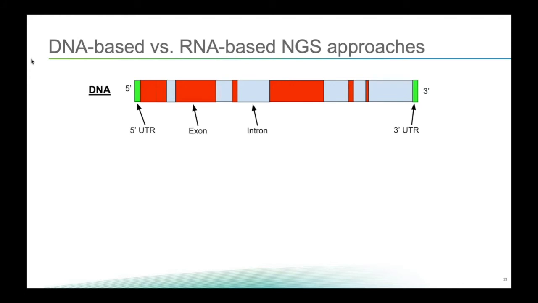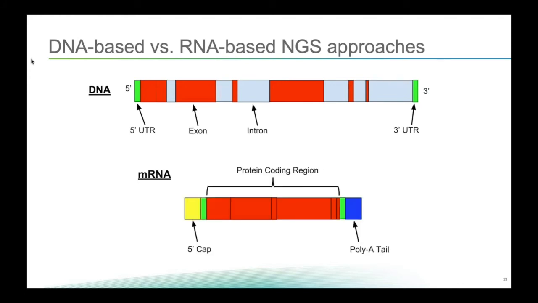We have every gene composed of different components. The red part is called the exon, and this will be translated into protein. The light blue is the intronic parts. These are non-coding parts. And when DNA is being transcribed to RNA, what we usually have is the messenger RNA. So the introns will be spliced out and removed. So we end up having only the coding parts.